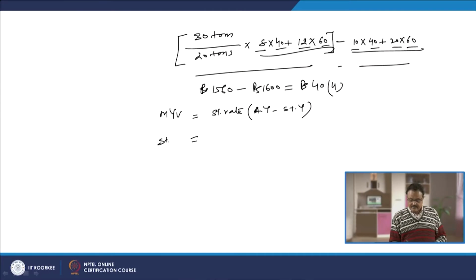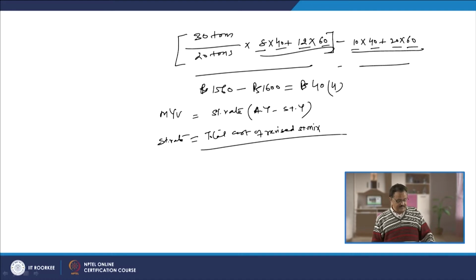How do we calculate the standard rate? The formula here is total cost of revised standard mix divided by net standard output. So, we will have to calculate the total cost of revised standard mix, and finally take the net standard output. We will calculate this for the 2 materials.